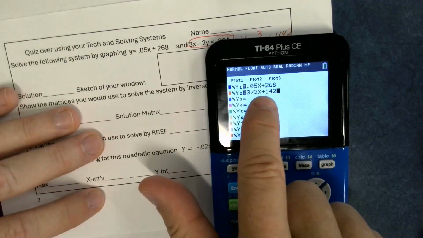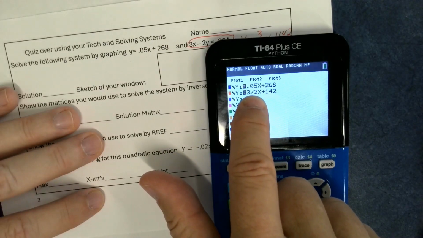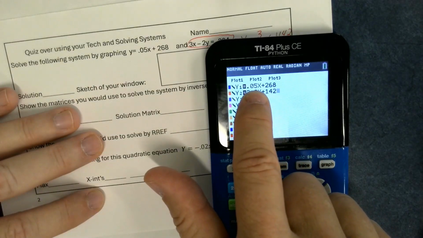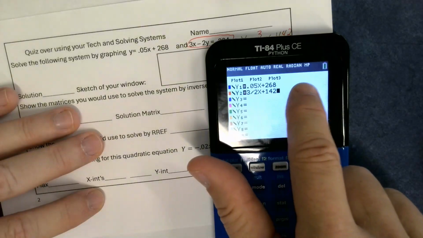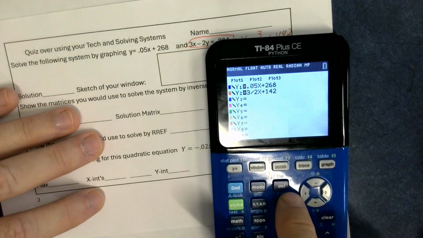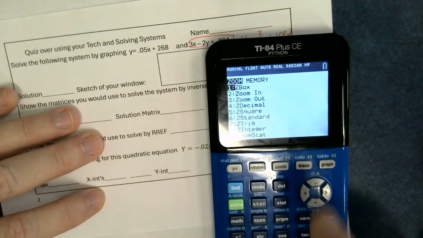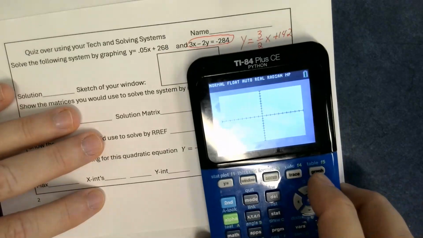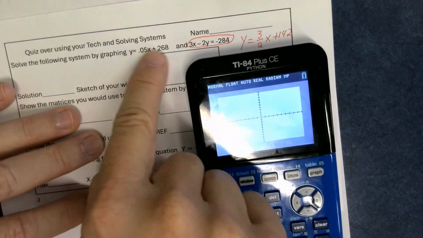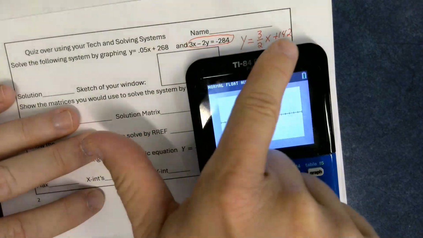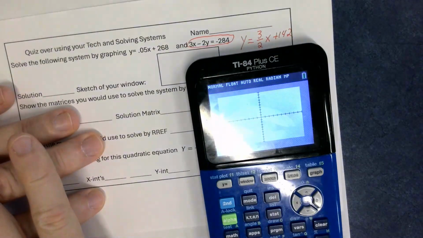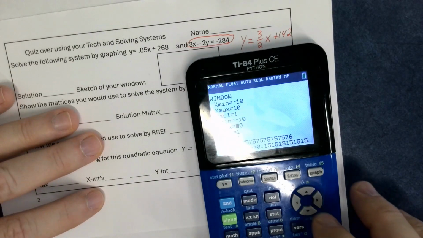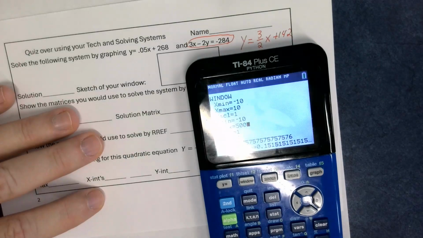Okay? I'm going to take those equations and think about where they are in terms of my window. So I have a slope of 1.5, so that's a steep line starting at 142 and going up. And a slope of 0.05, that's almost flat up here at 268. So if I hit zoom 6, most of you remember that's just a negative 10 to 10 window. Of course I don't see that because again my y-intercepts are at 268 and 142. That's way up there. So I go in my window and I go, okay, I want to go high enough. I'm going to go all the way up to 500.